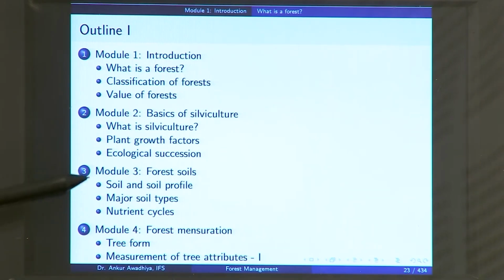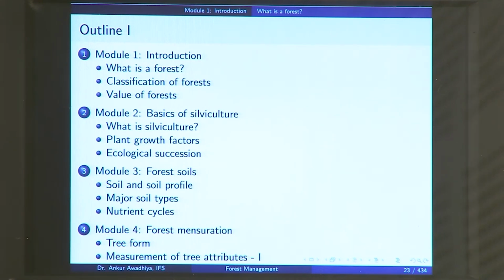Next, we will have major soil types of India as well as the world. So, you have black soil, you have red soil, you have laterite soil and so on. So, how do we classify these soils? Why do we need to classify these soils? What are the characteristics of different soils, both in terms of the classical classifications as well as the USDA classification. Next, we will have a look at nutrient cycles.